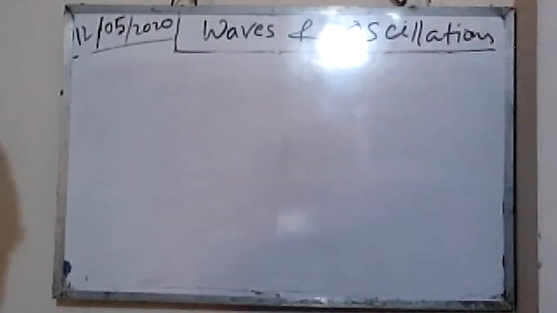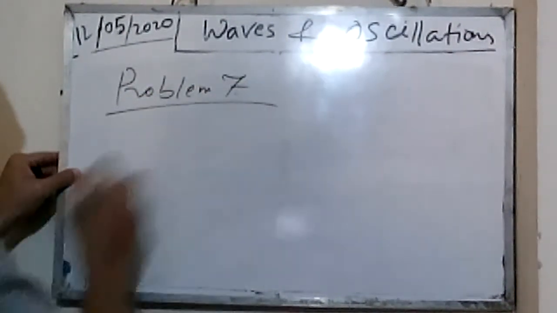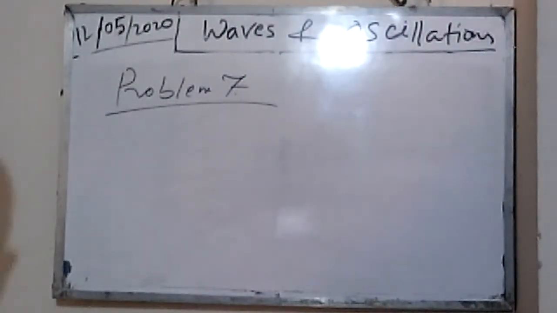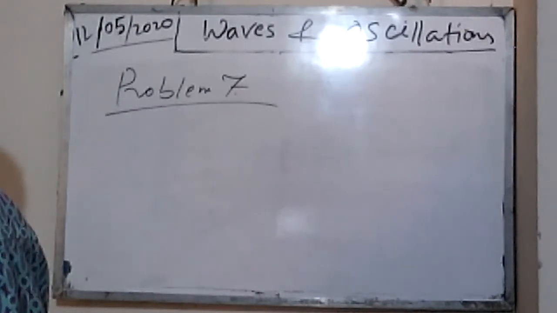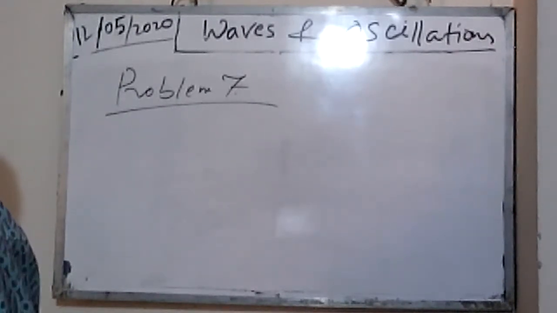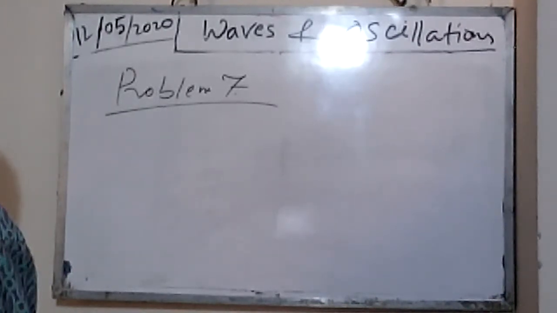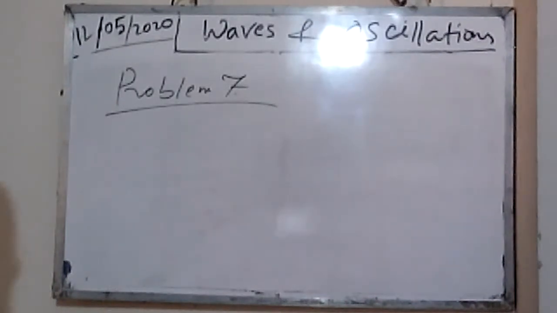Now problem 7. A plane progressive wave is traveling in a gas along the positive x-axis with amplitude equal to 2 cm, velocity 300 meter per second and frequency 400. Calculate the displacement and velocity of the particle at a distance 4 cm from the origin after an interval of 5 seconds. You will get this problem in our presentation slide.